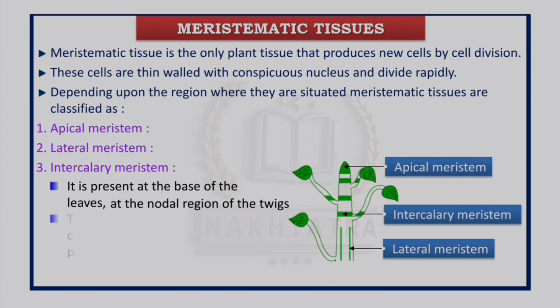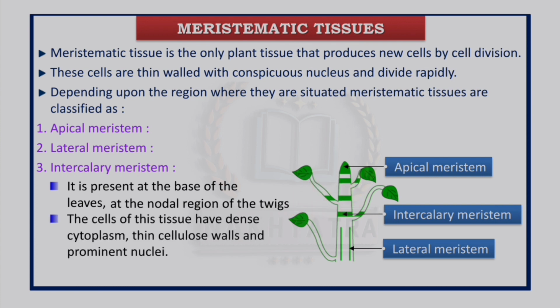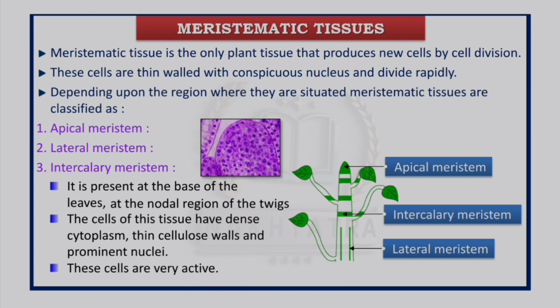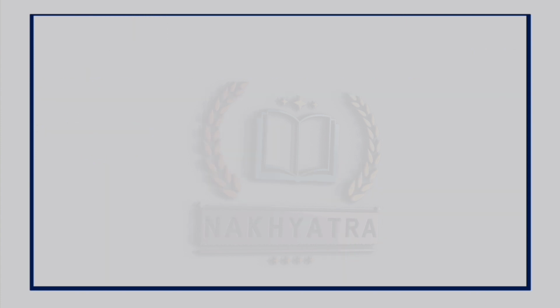Clear everyone? The cells of this tissue have dense cytoplasm, thin cellulose walls and a prominent nuclei. Now the cells of this intercalary meristem tissue have dense cytoplasm and thin cellulose walls and a prominent nuclei. Alright, dense means thick, cellulose means it is a type of carbohydrate, and prominent means which is clearly visible. Clear? These cells are very active. Now the function of the intercalary meristem is to promote the lengthening of the stem and increase the height of the plant. Alright, so these cells are very active.